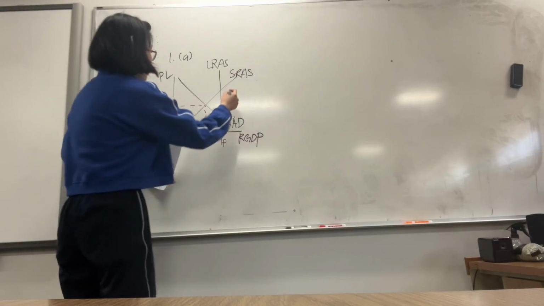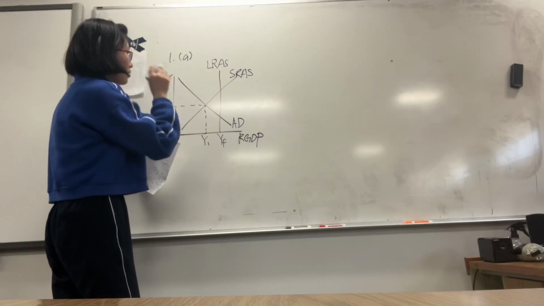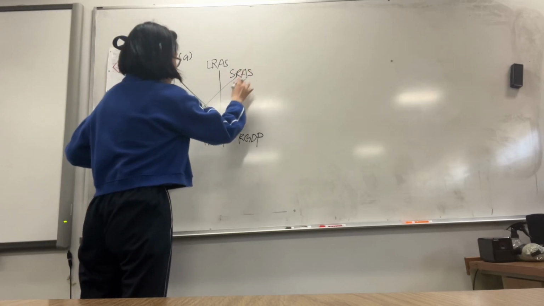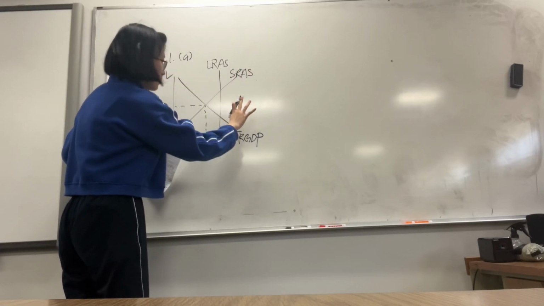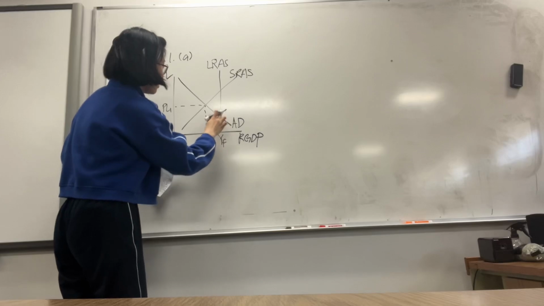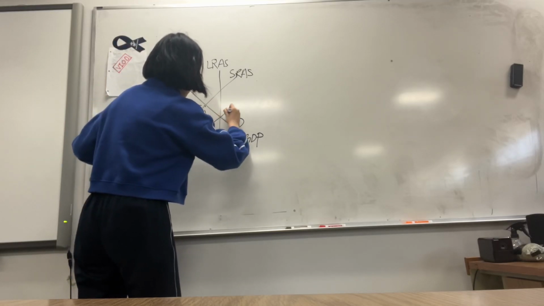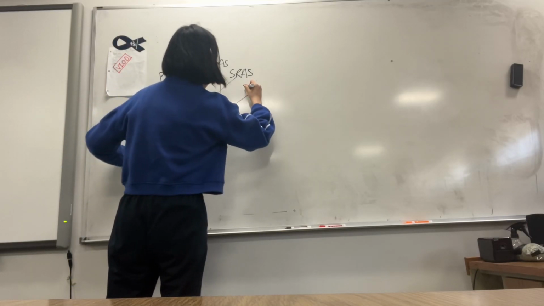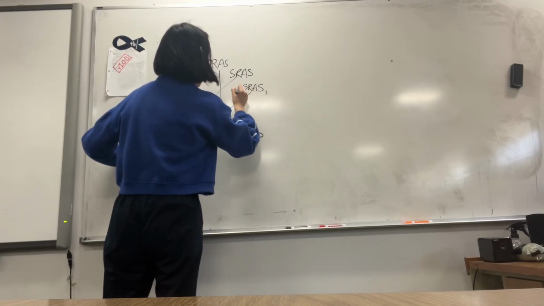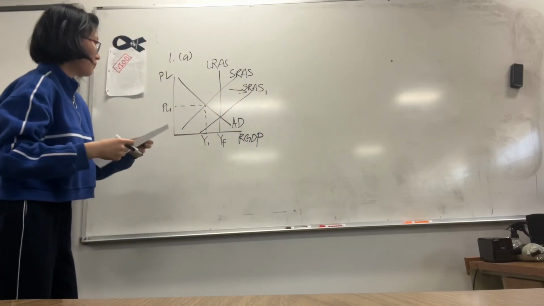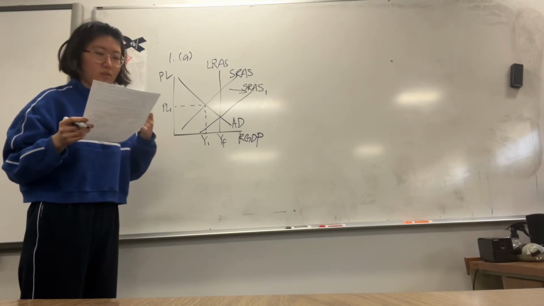So remember, in the long run, the short-run aggregate supply will shift out, to the right, and go back to the equilibrium. So this is the new short-run aggregate supply curve. And it also asks us to explain it.